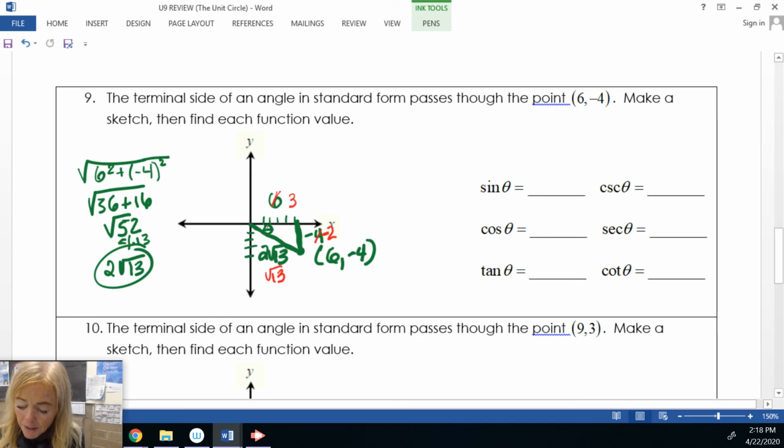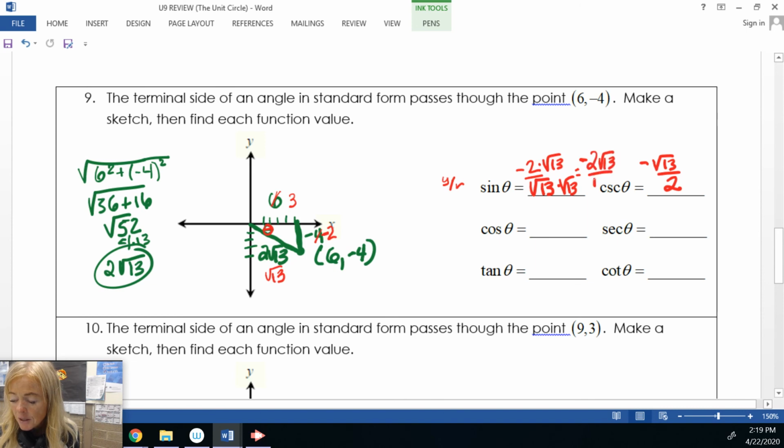So my sine of theta is y, remember that's y over r. So y over r is -2 over radical 13. And the cosecant is negative radical 13 over 2. So I'm going to set those up first, but then I do need to rationalize. So I'm going to multiply by radical 13 over radical 13. I get -2 radical 13 over 13 for my sine. And then my cosecant is negative radical 13 over 2.